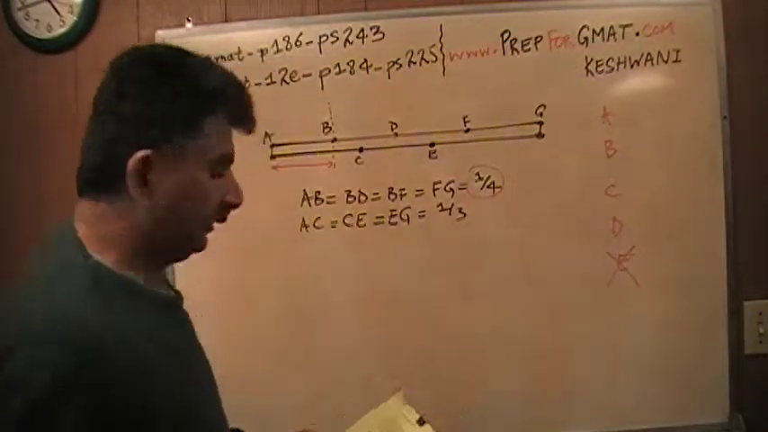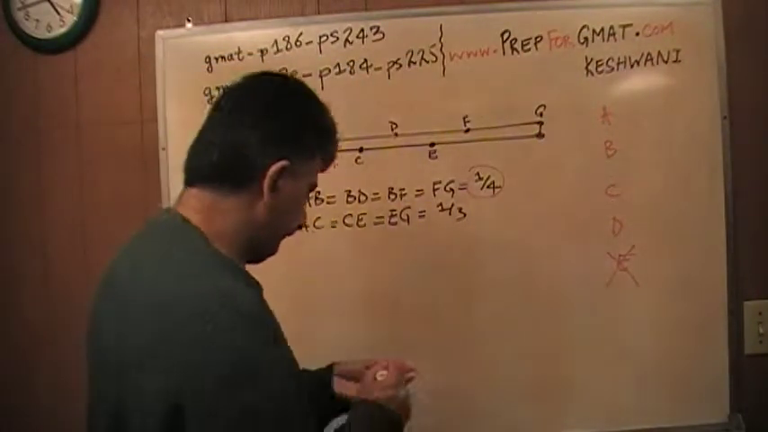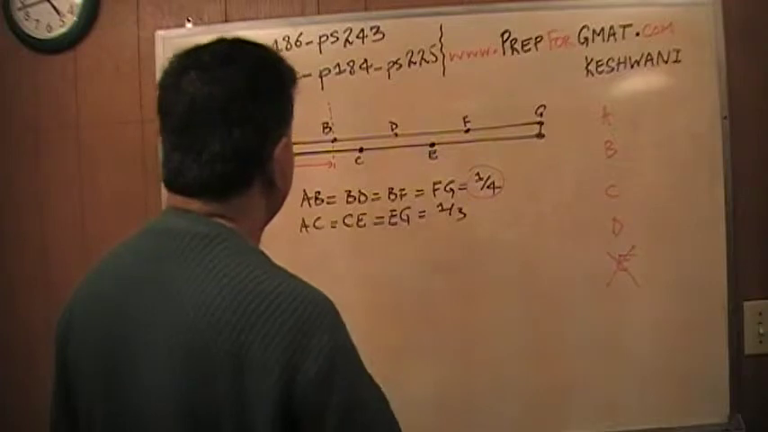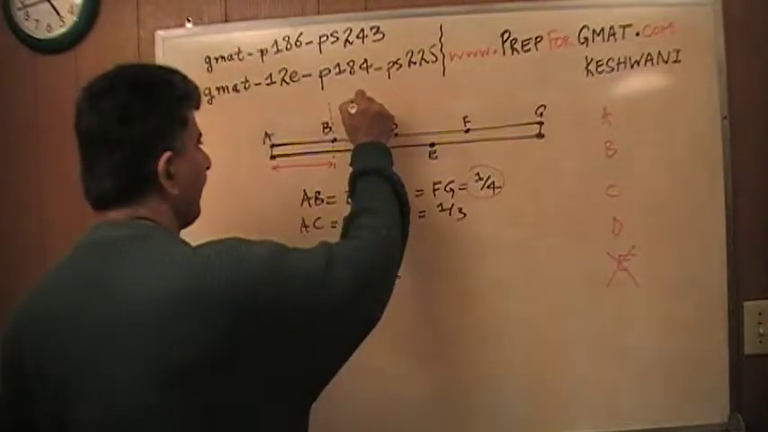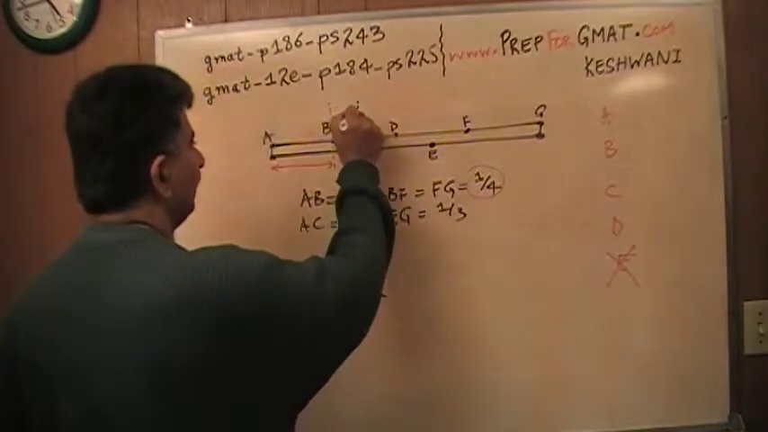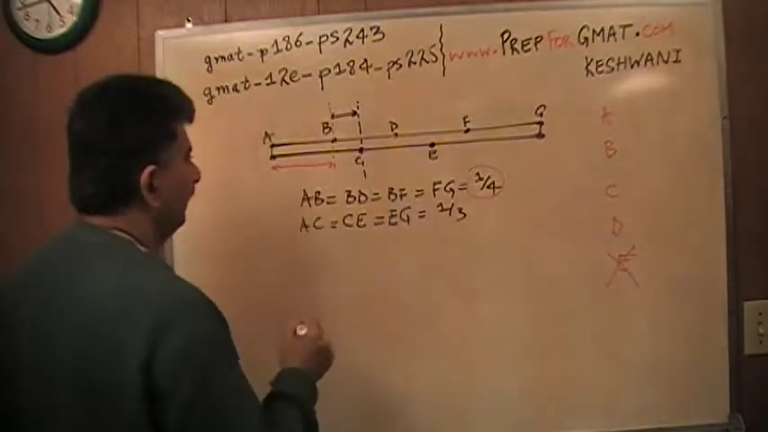Let's carry on then. The next cut that we're going to make is going to be here. We have to figure out this distance from B to C. Let's find that out.